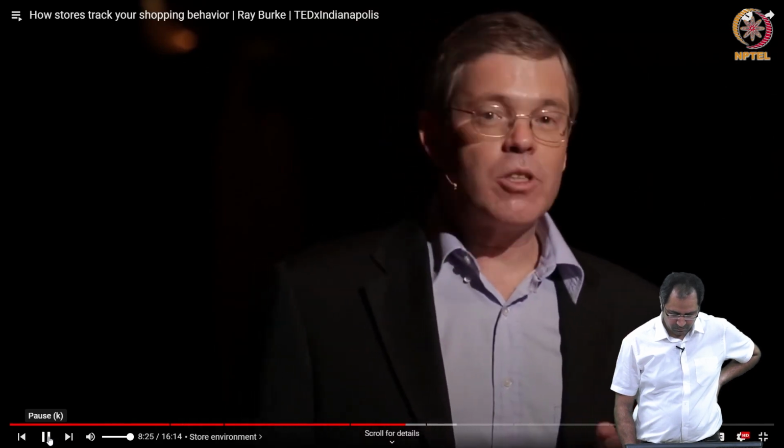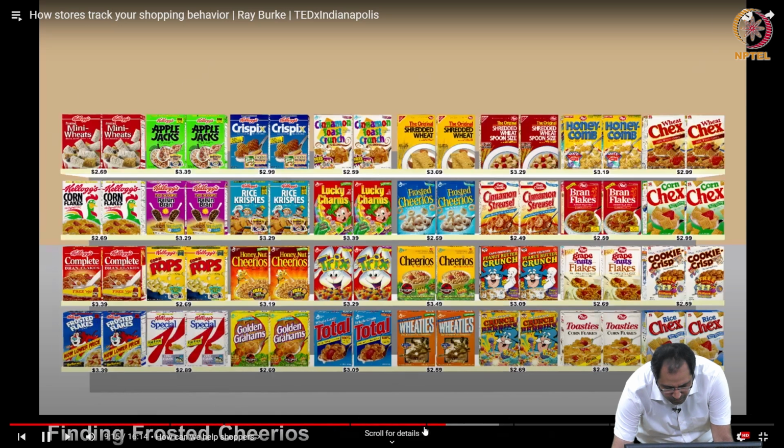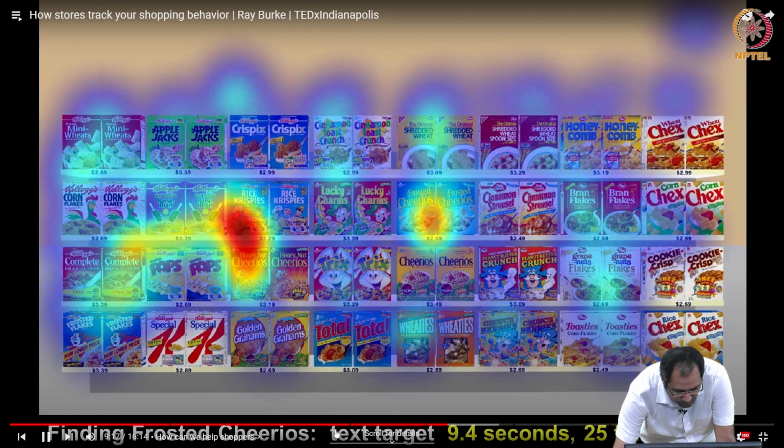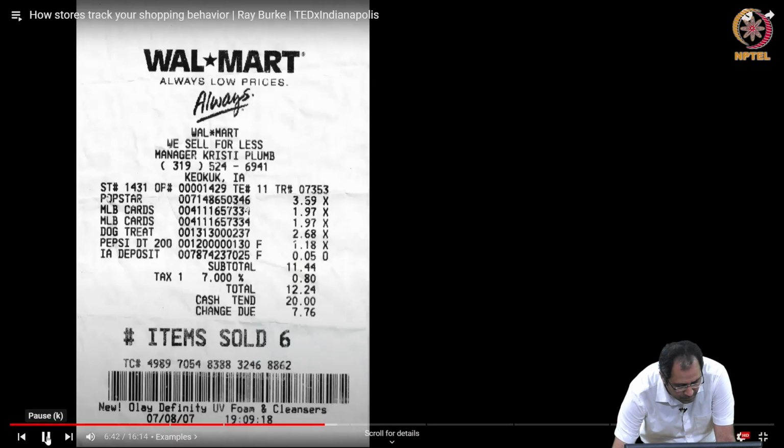Their environment has an influence, but also their goals have a powerful influence on their visual attention. You just have the name Frosted Cheerios in mind. It takes you about 9.4 seconds to find the product on the shelf. On Walmart again, and they're buying.